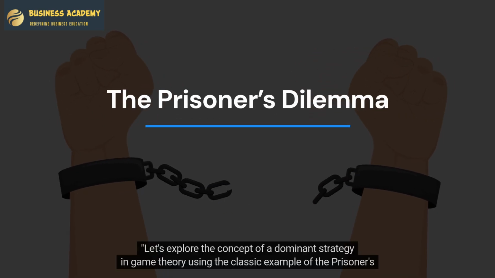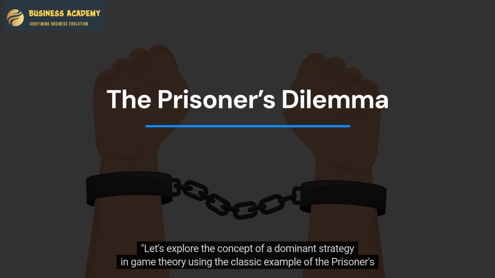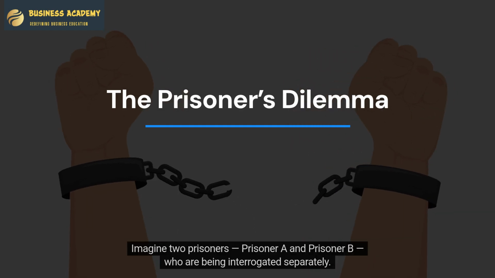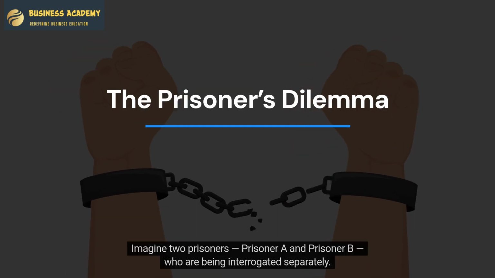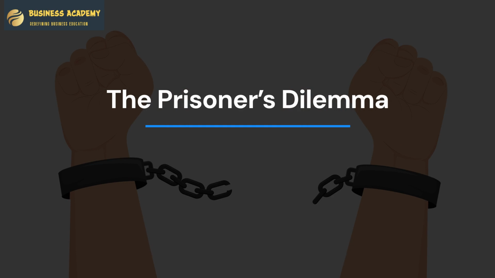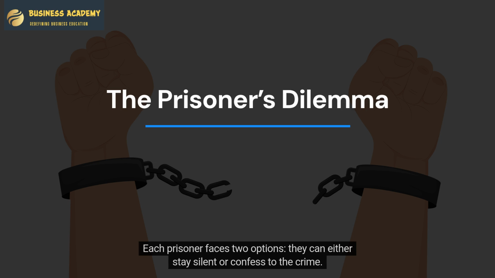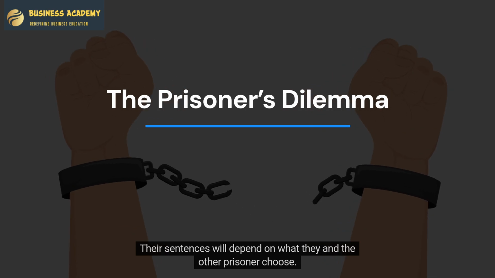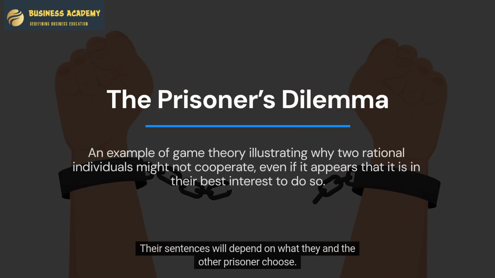Let's explore the concept of a dominant strategy in game theory using the classic example of the prisoner's dilemma. Imagine two prisoners, prisoner A and prisoner B, who are being interrogated separately. Each prisoner faces two options. They can either stay silent or confess to the crime. Their sentences will depend on what they and the other prisoner choose.